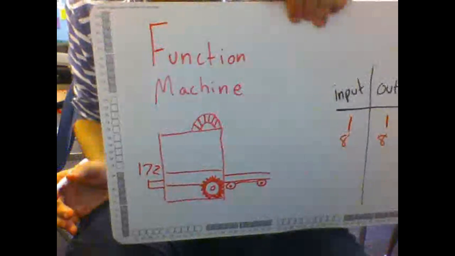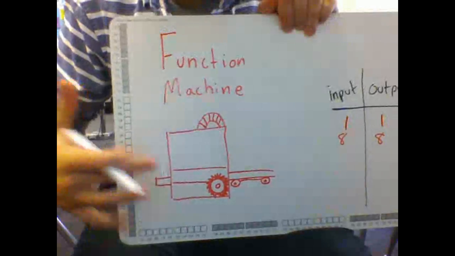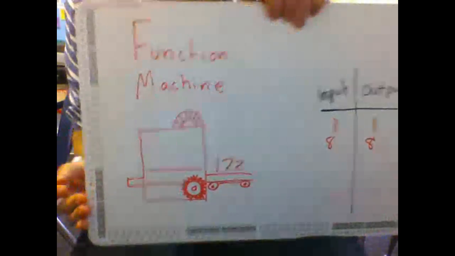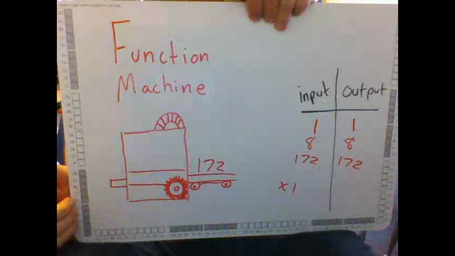Let's try one more and see if we can surmise what the rule is. Let's try 172. That'll tell us. We put 172 in the machine. Aha. Now I know what our rule must be, right? It's got to be times 1. Or is it?